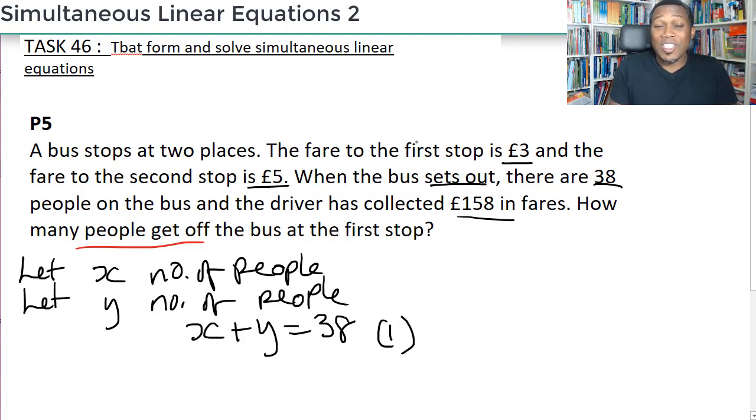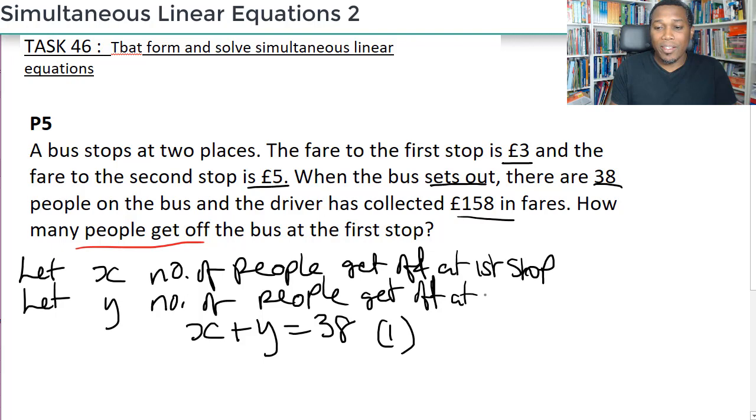Let's see. First stop. Are you ready to write in what x and y are now? I'm giving you a chance. What's x? What's y? X is the number of people that get off at the first stop, and y is the number of people that get off at the second stop, because that's the difference.